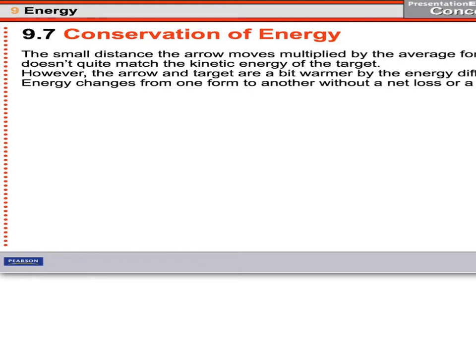Energy changes from one form to another without net loss or gain. What they're saying here is, whenever you pull the bow back, let's say you had 100 joules of potential energy. You let go and there's 100 joules of kinetic energy. It hits the target, but there's only 98 joules of energy when it hits the target.